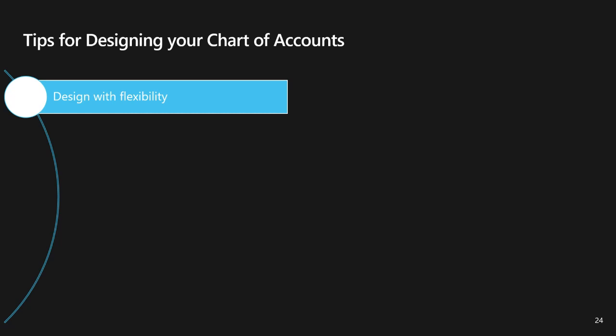Let's dig right into these tips for designing your chart of accounts. The first one is design with flexibility. Don't define segments that are easily derived from another segment. As an example would be to define both a location segment and a regional divisions dimension, even if the regional division is defined as a combination of the locations.